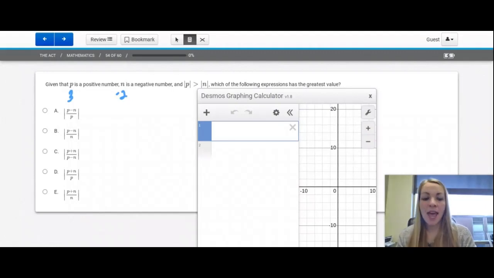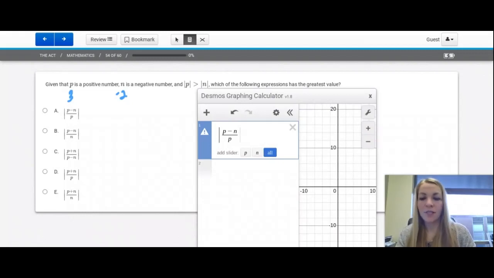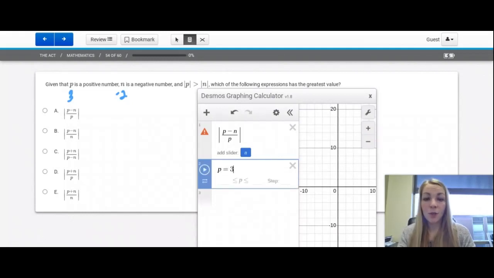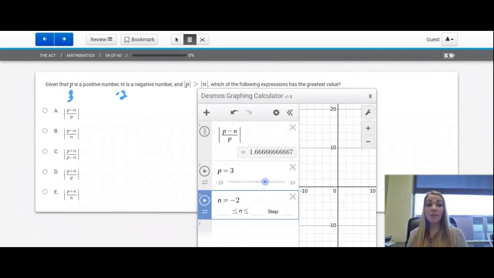I'm going to type in A. We need absolute value, so I'm going to use the shift key underneath the backspace, and then I'm just going to type in what I see. So |p minus n over p|, and then close out that absolute value bar. And I'm going to come down here and say that my p value is equal to 3 and n is equal to -2. And it's just going to compute the answer for me, and I'm going to see which one is higher. So we got 1.67.